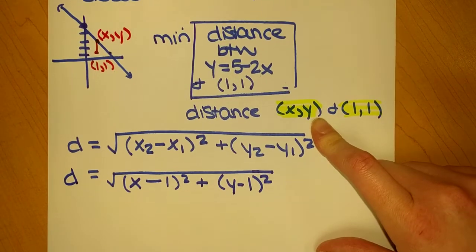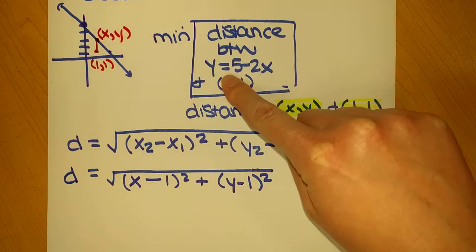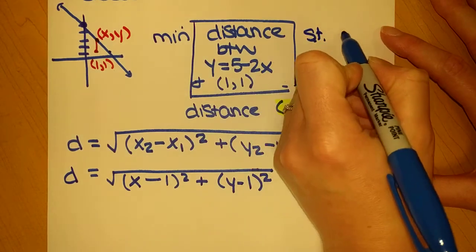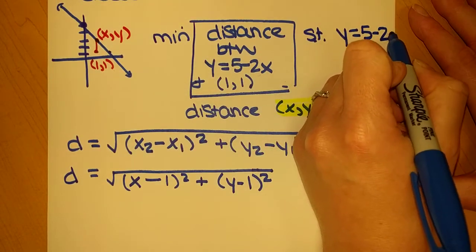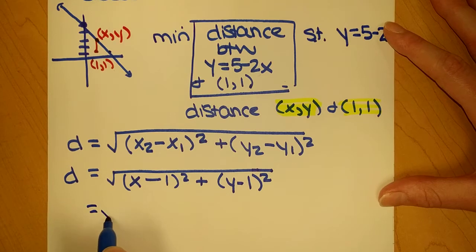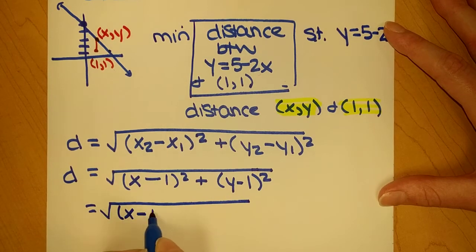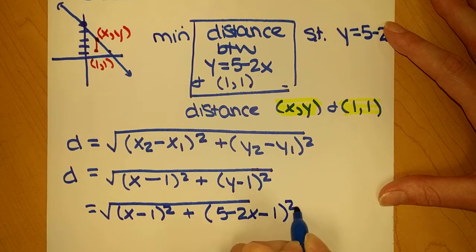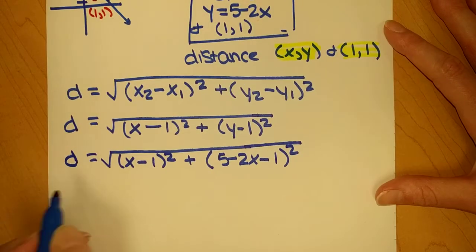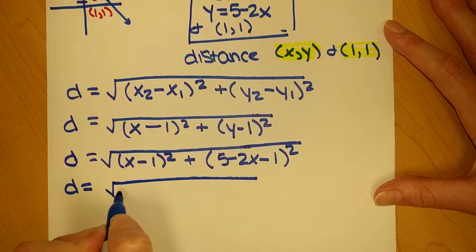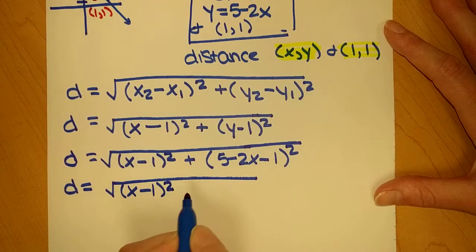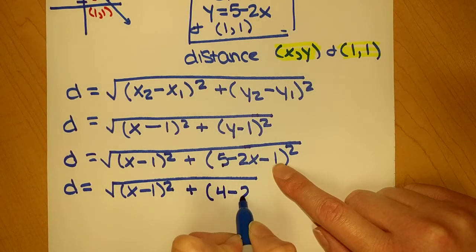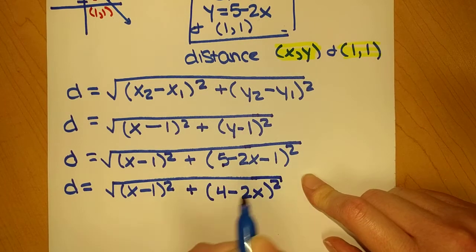Now, this is subject to the constraint that you are on this line, that y is equal to 5 minus 2x. So I'm going to plug in that constraint of 5 minus 2x minus 1 quantity squared. Then I would simplify and say this is going to be x minus 1 quantity squared, plus, here I have 5 minus 1, so that's going to give us 4 minus 2x quantity squared.